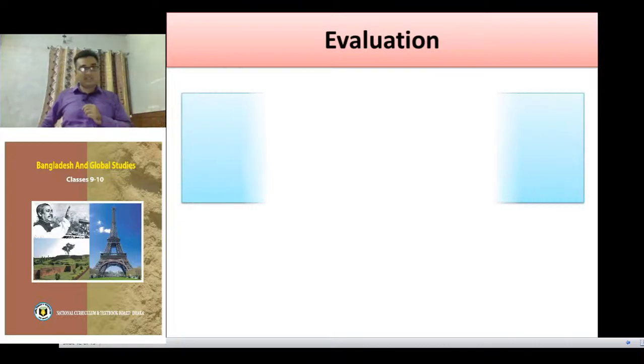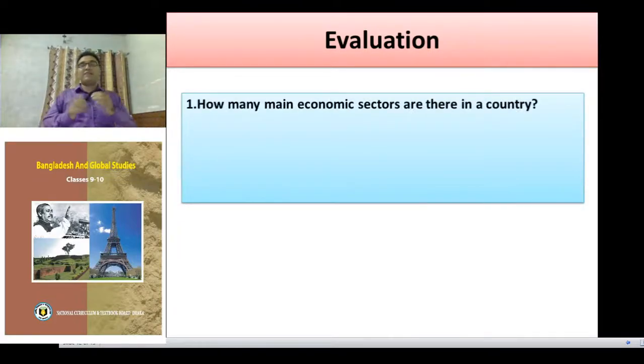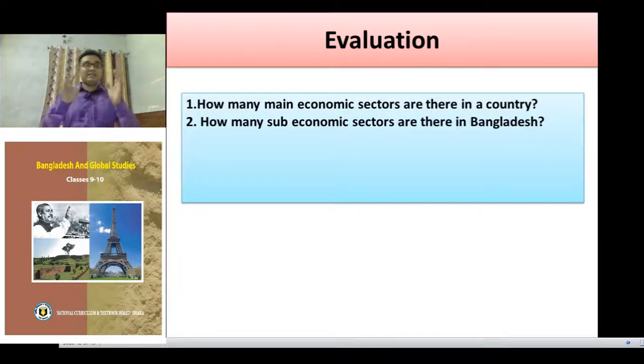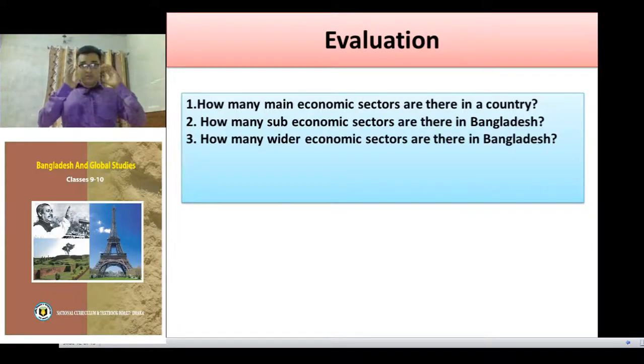So my first question is, how many main economic sectors are there in a country? Basically, there are three main economic sectors in a country. These are the industry sector, service sector, and agriculture sector. So this is the answer to this question. The second question is, how many sub-economic sectors are there in Bangladesh? Basically, there are 15 sub-economic sectors in Bangladesh. Dear students, this is the answer to my second question.